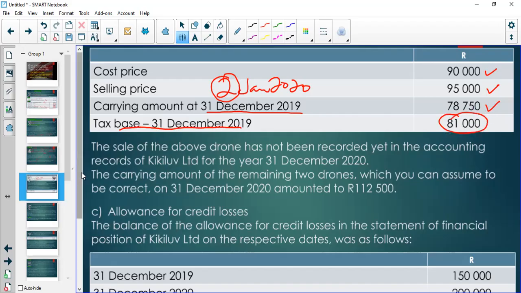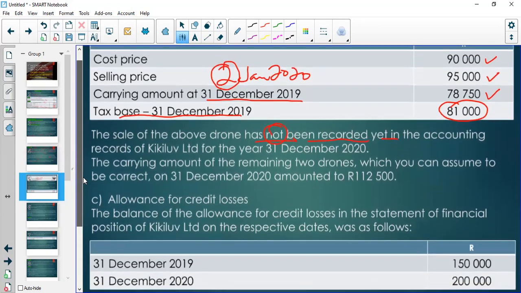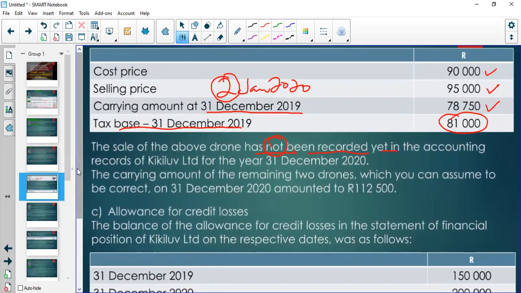And then the question says that the sale of the above drone has not been recorded yet in the accounting records. Now, if there is a sale of a property, plant and equipment (PPE) item, we have to look for three things. Whenever there is a sale of a PPE item, there are three things that we as students should pay attention to.